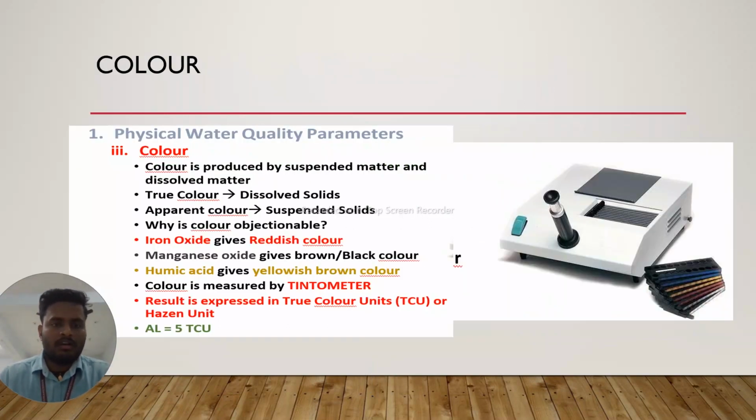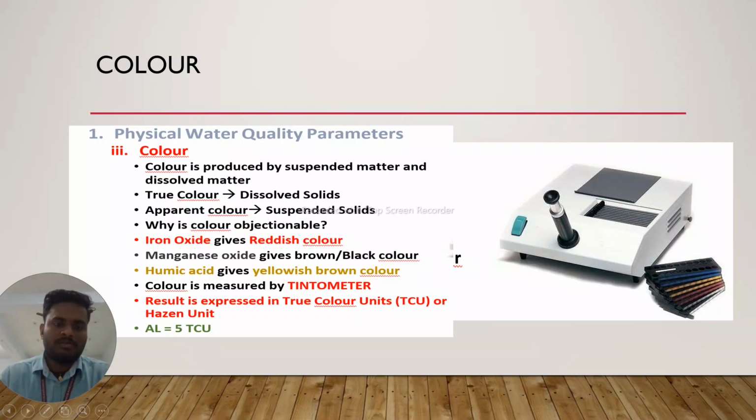Then we move to color. What is color in water? Color is produced by suspended matter and dissolved matter. There are different types of color we have to find out with an instrument known as the tintometer. As you can see, color is measured using the tintometer. As you know, there is true color, from dissolved solids, and apparent color, from suspended solids.